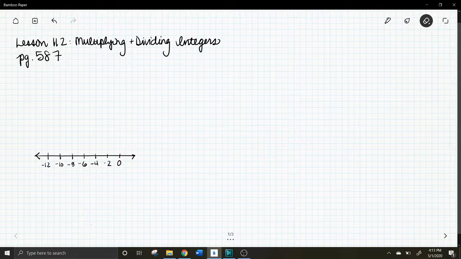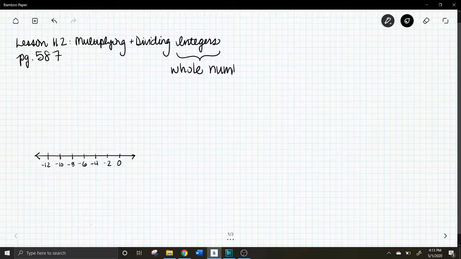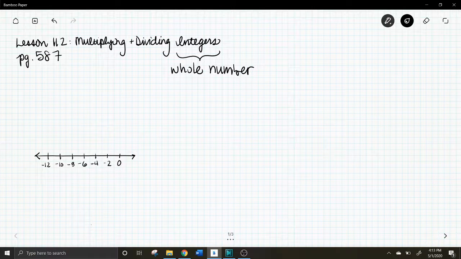Alright guys, welcome to lesson 112, multiplying and dividing integers. If you'll recall with me, the term integer means whole number, and that can be a whole positive number or a whole negative number. So -5, +5, -10, +10, those are all integers.